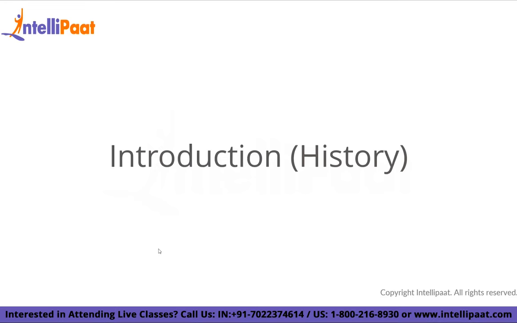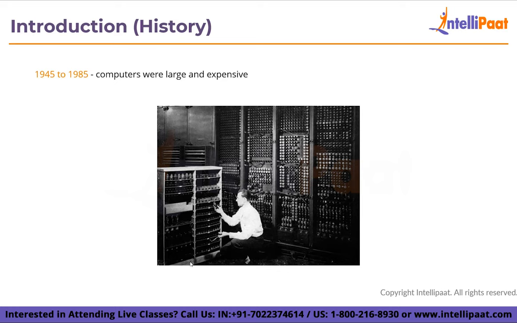Let us move on to the first topic, which is introduction. So, from 1945 to 1985, computers were generally very large and expensive, as you can see in the picture below. It needed a whole room to just have a basic working computer. The early day computers, or the first generation computers, used something called vacuum tubes. And vacuum tubes were very large. They were used to store data and make computations on this data. As you can see, they were very large and it needed a large amount of them. The olden day computers needed a large amount of vacuum tubes to do the basic tasks.